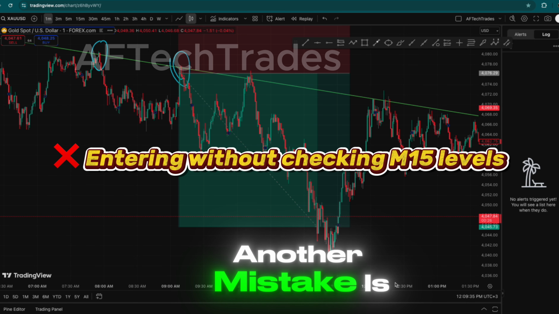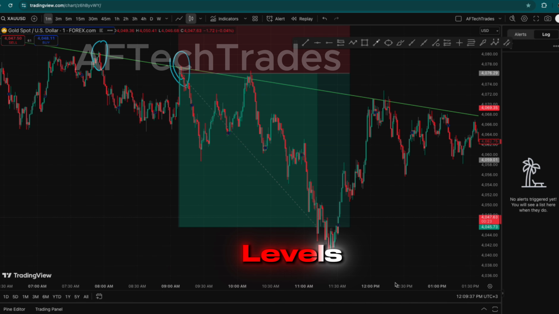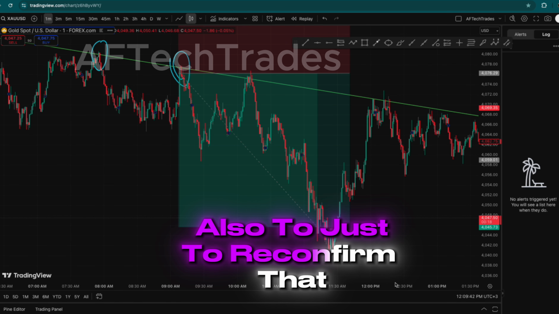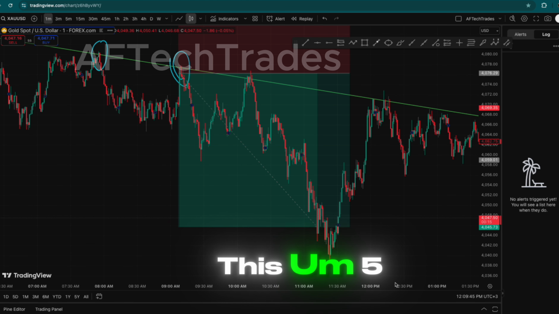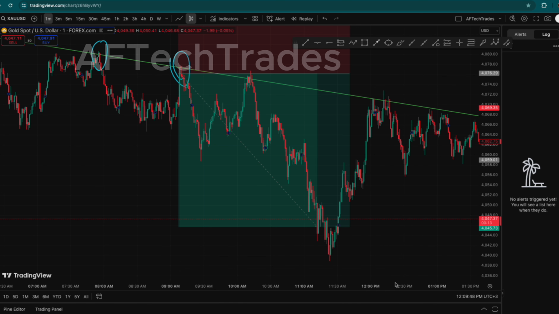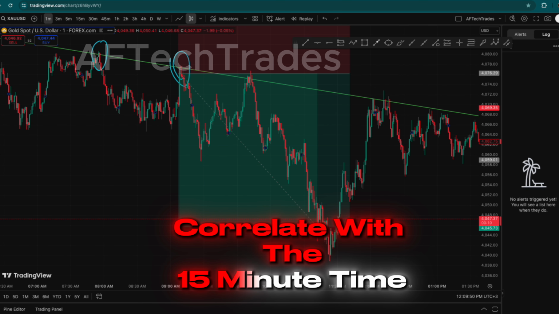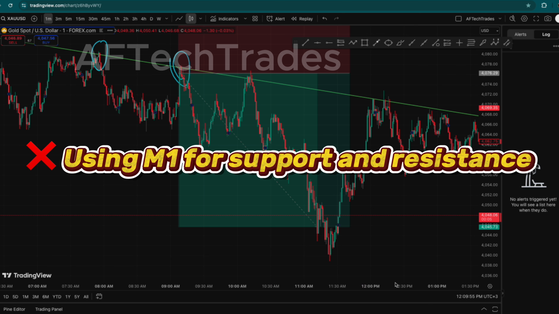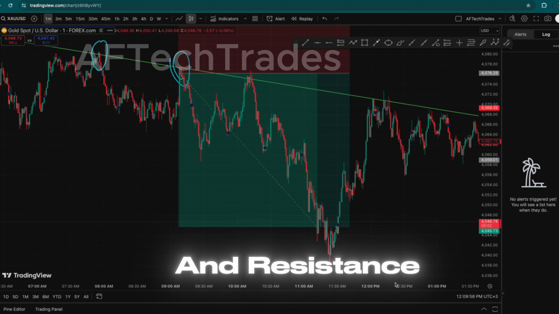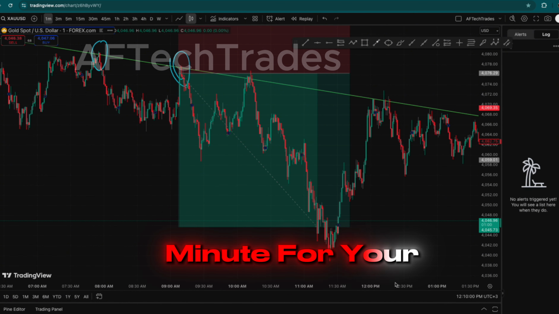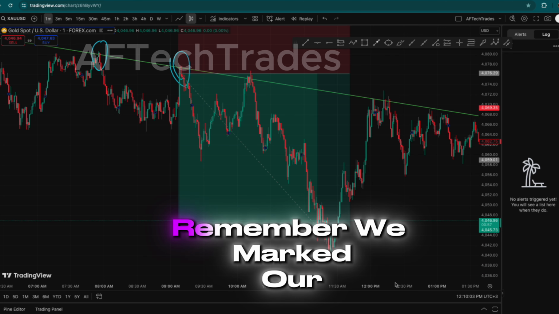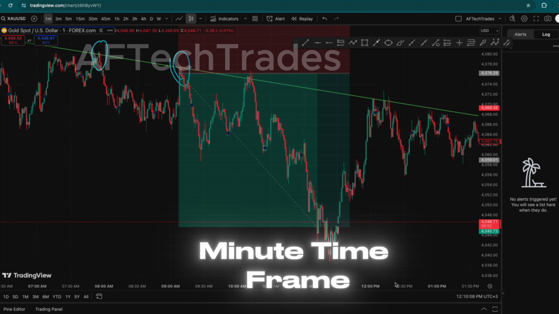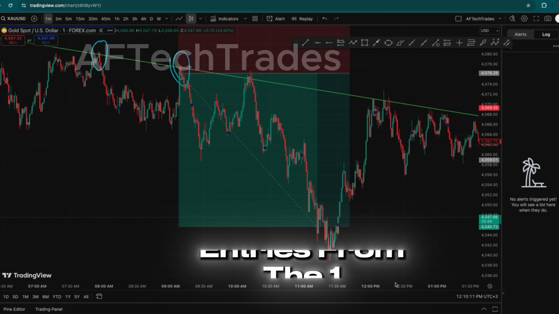Then another mistake is entering without checking the 15 minute levels. You have to check the 15 minute time frame also to reconfirm that yes, this 5 minute time frame correlates with the 15 minute time frame. Then another mistake traders make is using just the 1 minute time frame for support and resistance. No, you can't use the 1 minute for your support and resistance. Remember, we marked our support and resistance on the 5 minute time frame. We marked it there. Then we took our entries from there.